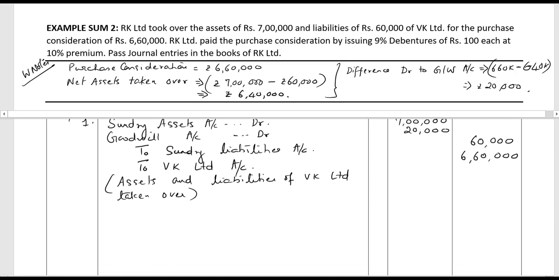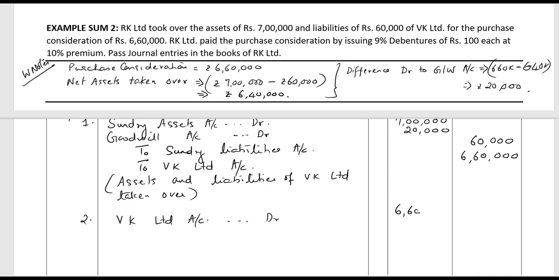Let's move on to the second entry. It says 9% debentures of rupees 100 each are issued at 10% premium. You will debit the vendor account with the amount of the purchase consideration, the amount which is payable, 6,60,000 rupees, to 9% debentures account and to securities premium reserve account.